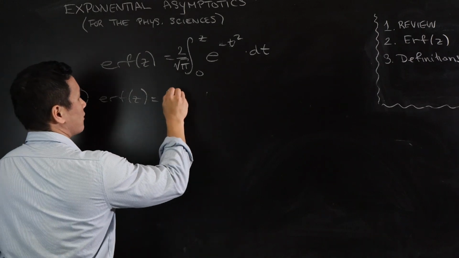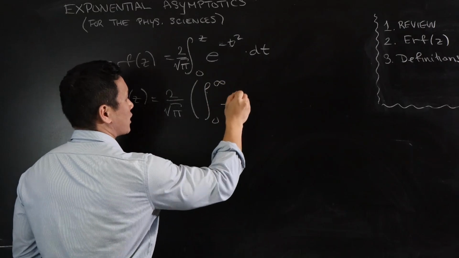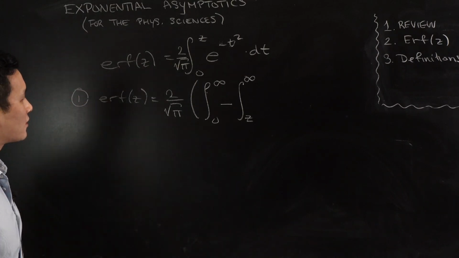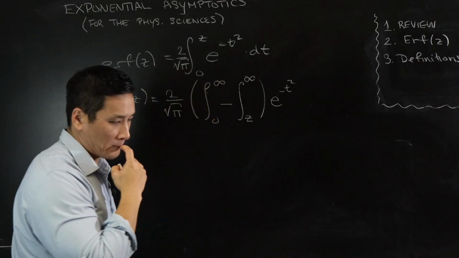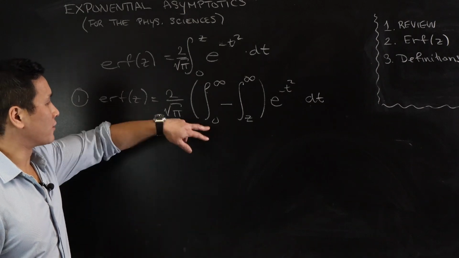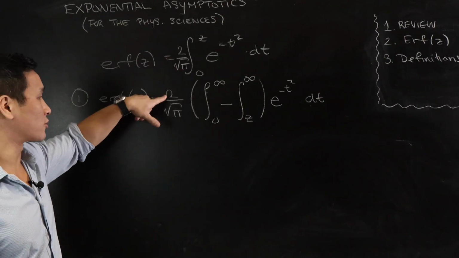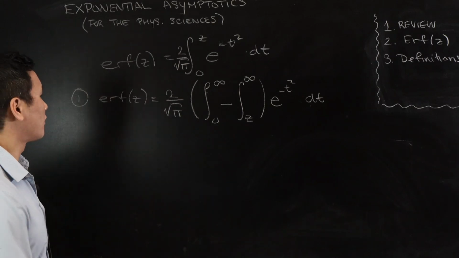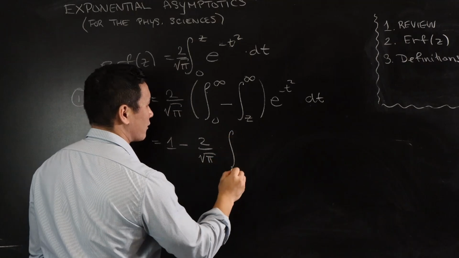And so I'm going to go all the way to infinity, and then I'm just going to subtract the element from z to infinity to get that integral, and then I put in e to the minus t squared dt. And as I said, the integral from 0 to infinity of the Gaussian is root pi over 2, so the leading term here will just cancel these factors on the left here, and you'll get 1 minus that value. So this will be 1 minus 2 over root pi, and then the integral from z to infinity.